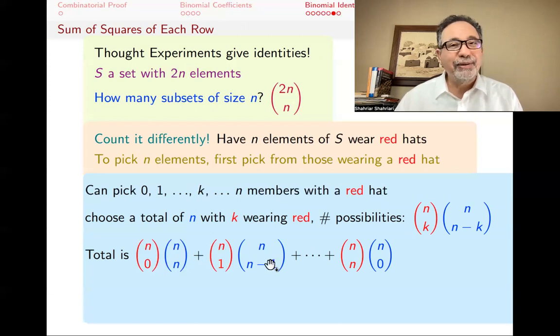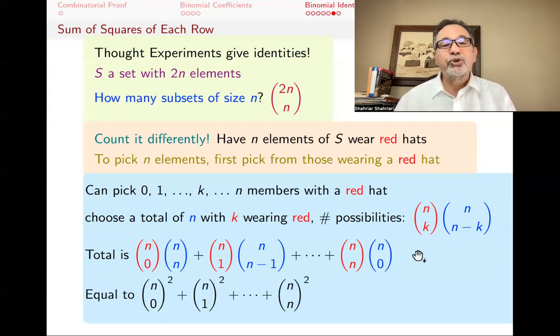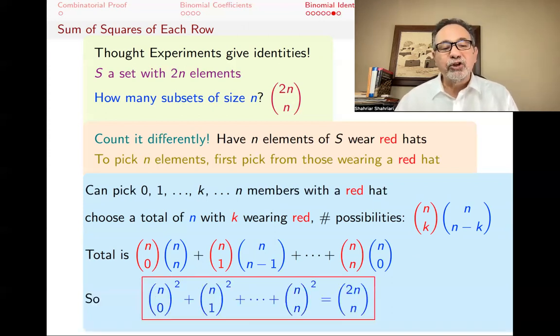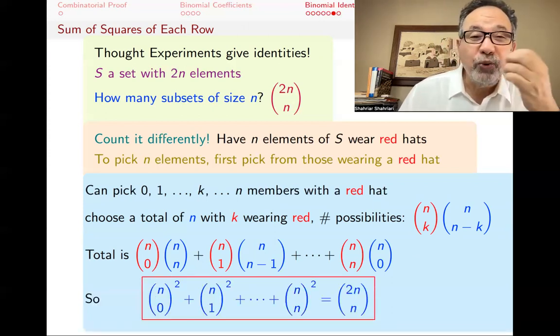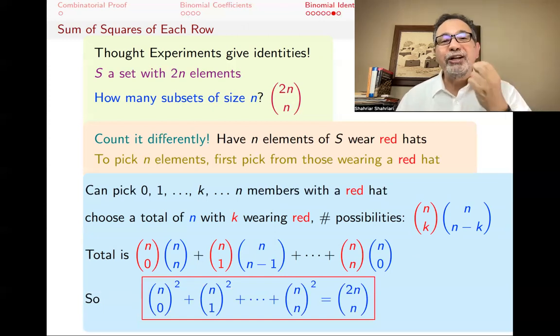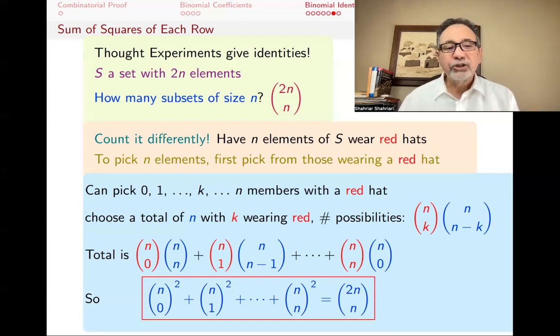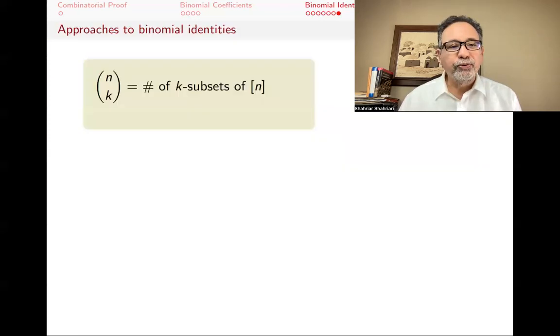N choose 1 is the same as n choose n minus 1. And out here, n choose n is the same as n choose 0. So really, this is n choose 0 squared, n choose 1 squared, up to n choose n squared. And I've just proved that the sum of the squares in a row is always 2n choose n. So this was also a combinatorial proof.